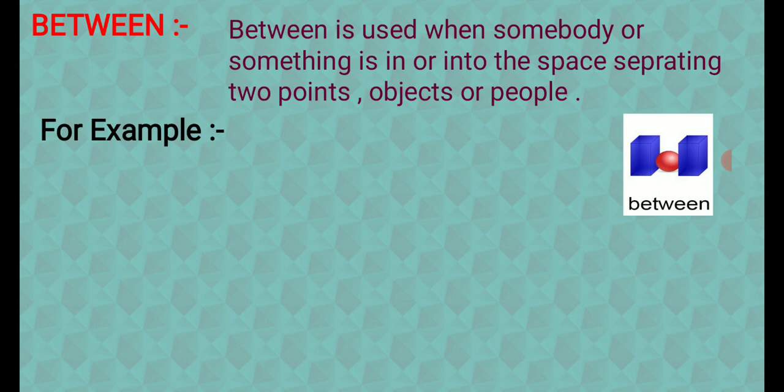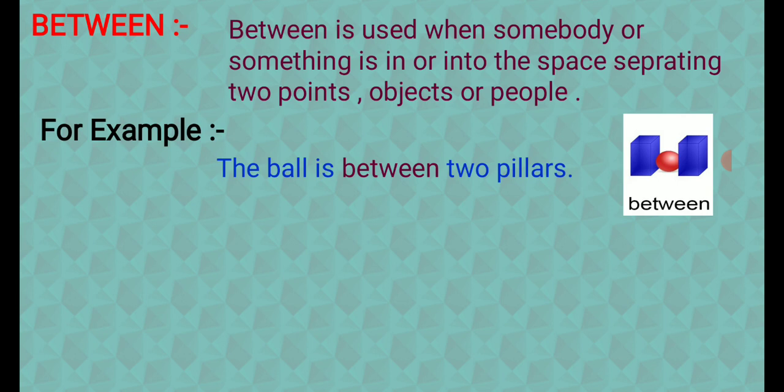Look at the picture. Here two pillars are there, and between the two pillars one ball is there. So what will be the sentence of this picture? The ball is between two pillars. So just be careful whenever the object is separating two different nouns, at that time we use between. And the next is among.